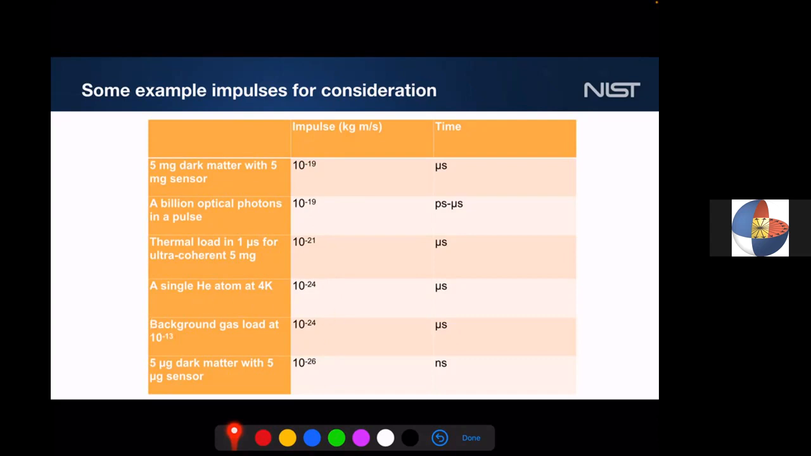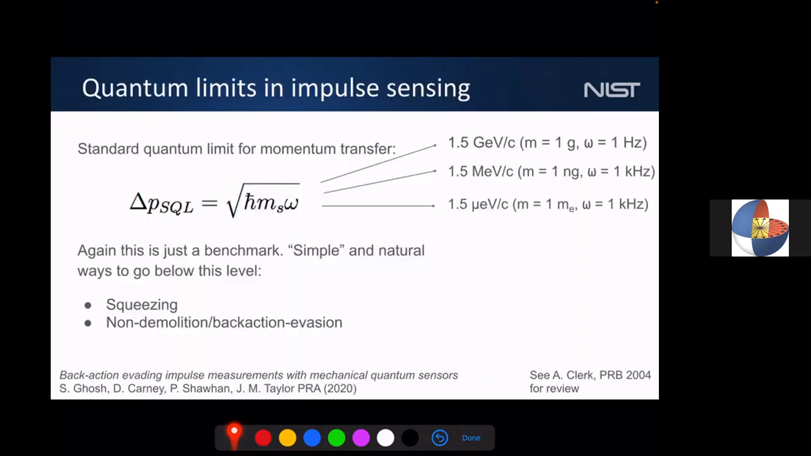So there's what you could probably do with current technology. There's what you might try and focus on for future generations. There's sort of a standard quantum limit for momentum transfer, and you need to actually get well below that.